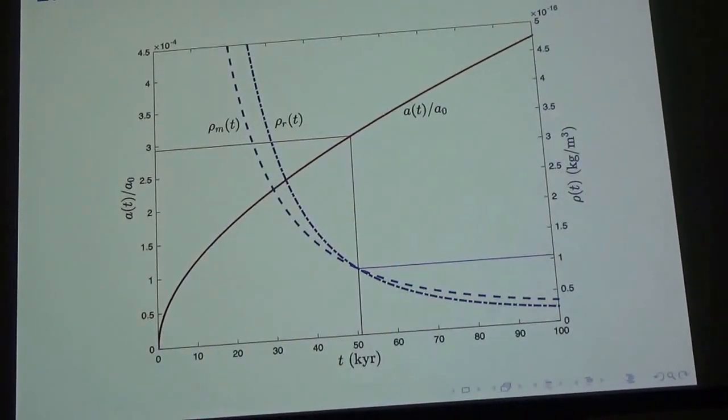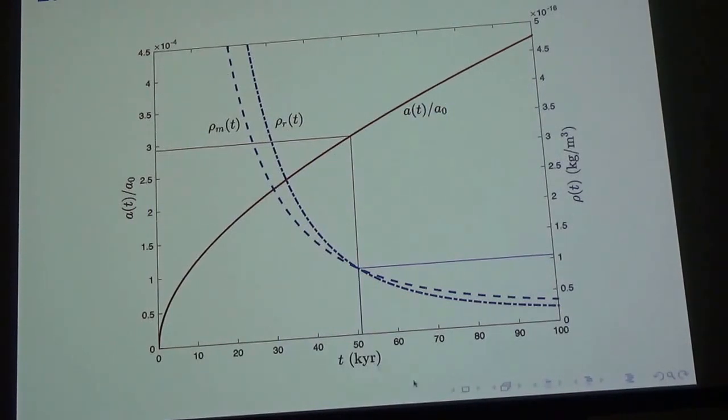Here's a graph of the scale factor on the left. The y-axis is the scale factor, and this is the time in 1,000 years, kiloyears. The red curve is the scale factor, so how much the universe is expanding. Initially, for the first 51,000 years, when radiation is dominant, it's expanding as the square root of time. And then up here, it's not quite linear. It's going as the 2/3 power of the time.